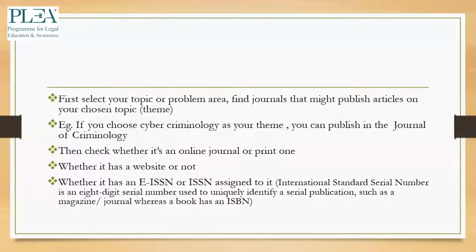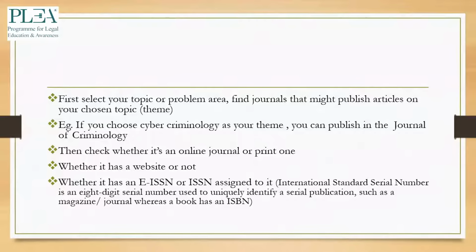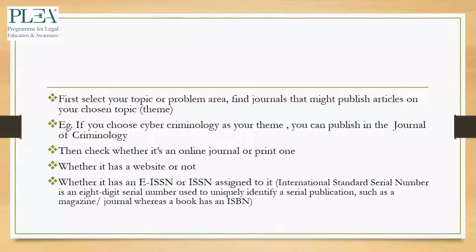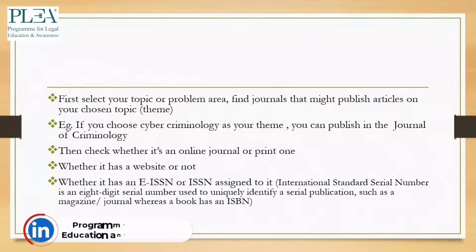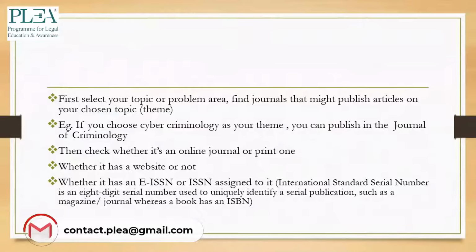Another thing that you need to keep in mind is to check whether that particular journal has an EISSN. ISSN is the International Standard Serial Number. Every journal has a unique ISSN number. If it is a print journal, it would have an ISSN number assigned to it already. However, if it's an online journal, that too should have an EISSN.